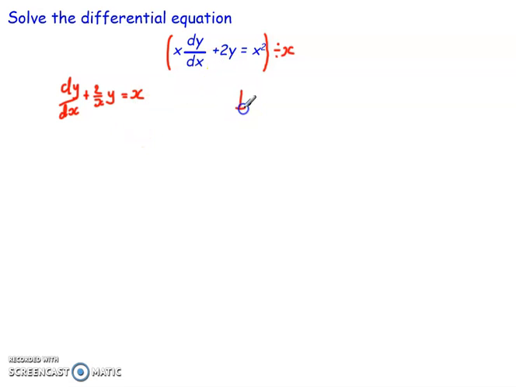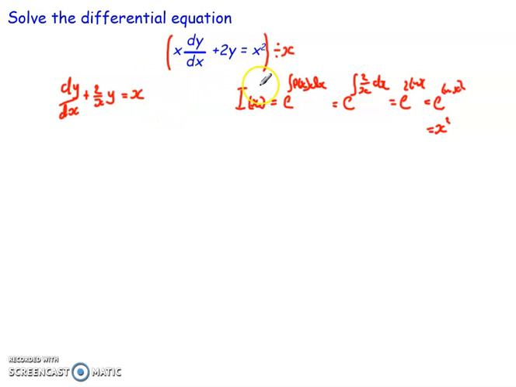I can then calculate my integrating factor, I of x. I know that is going to be equal to e to the integral of p of x dx, which is equal to e to the integral of 2 over x dx. Now the integral of 2 over x dx is the equivalent of 2 times the integral of 1 over x. So that's the equivalent of e to the power of 2 ln x. That's e to the ln of x squared, which means my integrating factor is simply x squared.